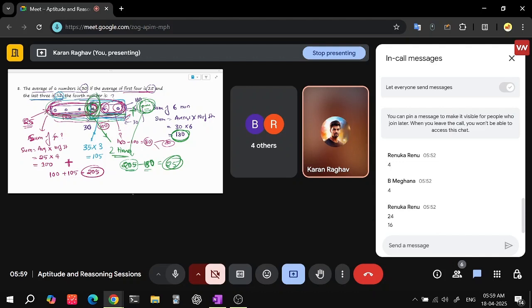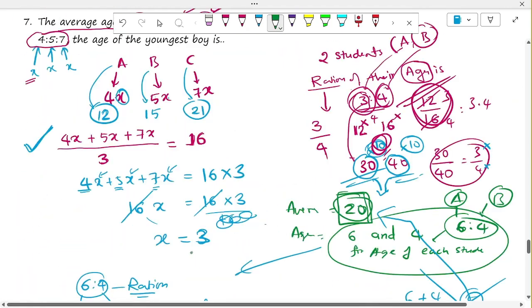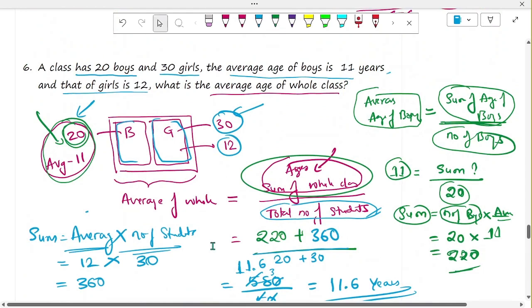The question is a bit confusing, but it is very simple. Just try to understand which average is given and which one you need to find out. Okay, and I'll try to send you some examples of these types. Whichever I have solved, three types of questions I have solved already. I have given questions of this type.